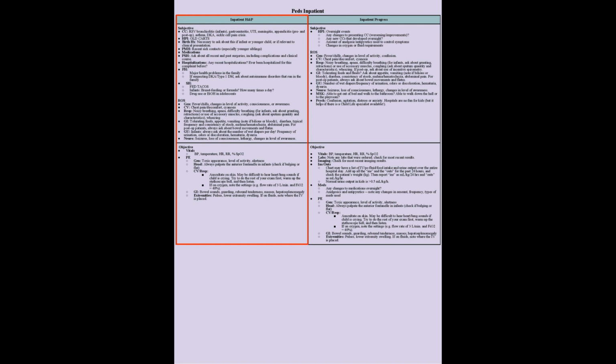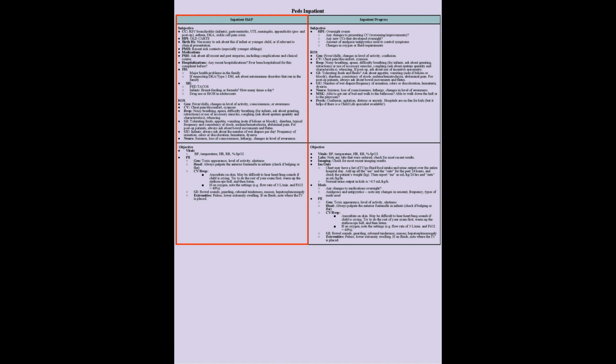Same for imaging. And then you want to look at their ins and outs. So the chart usually has a list of the IVs and the amounts of IV fluids and PO fluids that they're getting, how much food they're taking in, and also their stool and urine output over the entire hospital stay, basically. So what you want to do is add up all the ins and outs for the past 24 hours and then report the ins as shown here. And a normal urine output in kids is greater than 0.5 milliliters per kilogram per hour.